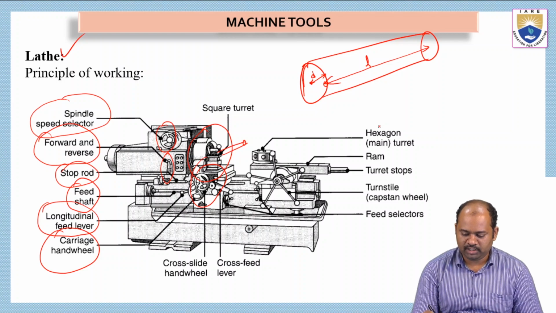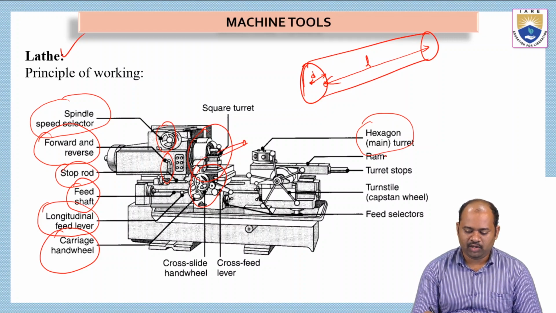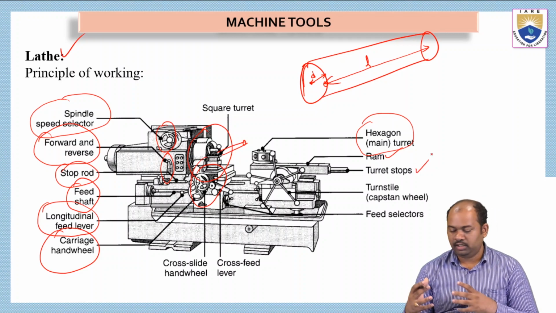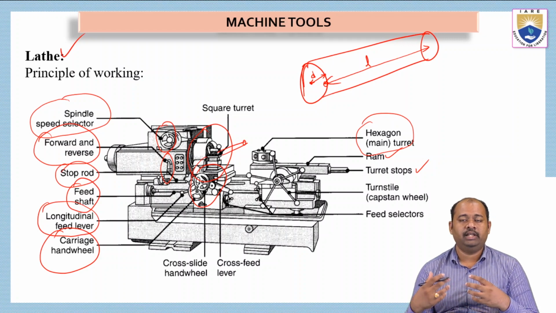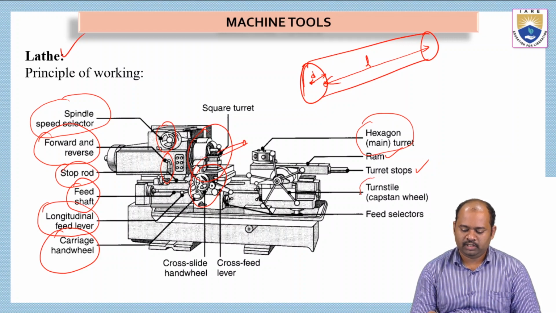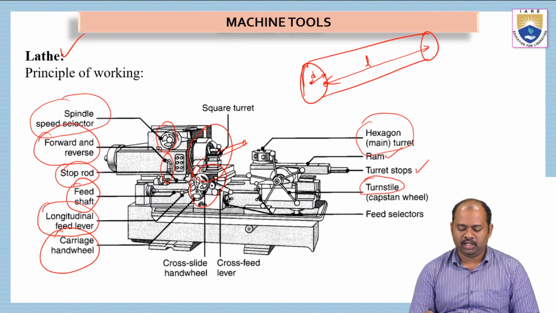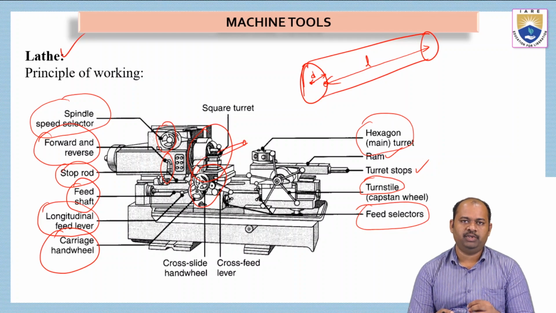Okay, and then other parts we have, like a hexagon turret, on which the tail stock is fixed, and then we have the ram, which is a solid block fixed to the tail stock. Then we have turret stops, which are used to hold the workpiece when drilling operations are done. And then we have the turnstile, which is only present in the capstan lathe machine. And then we have feed selectors. So these are all the different machine parts which work together to make machining on a workpiece possible.